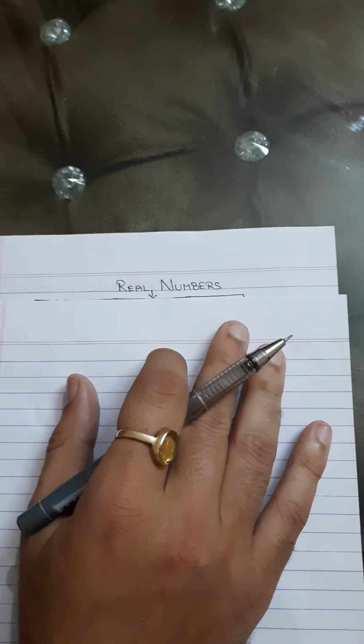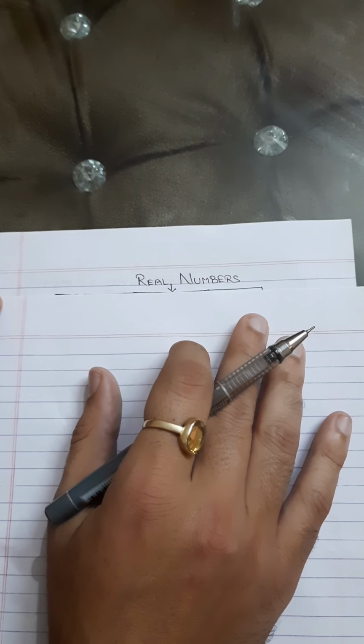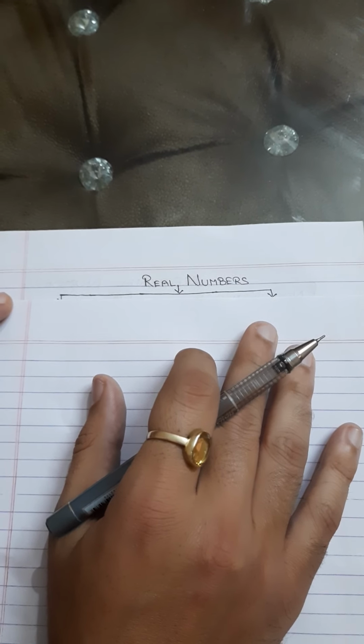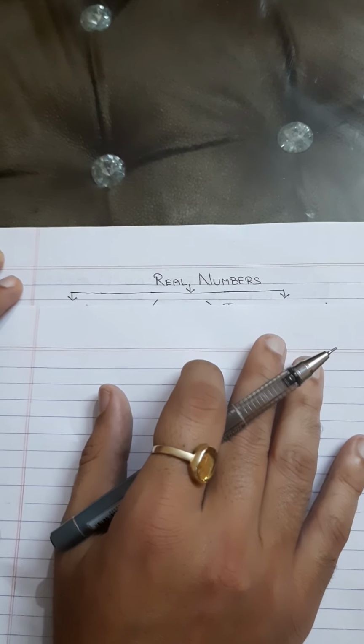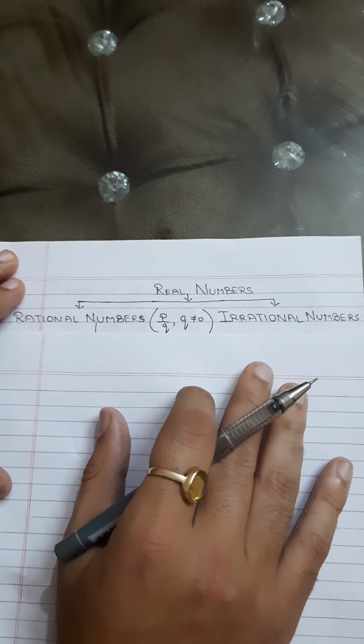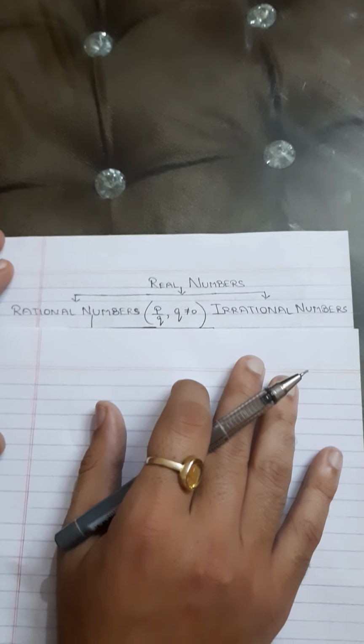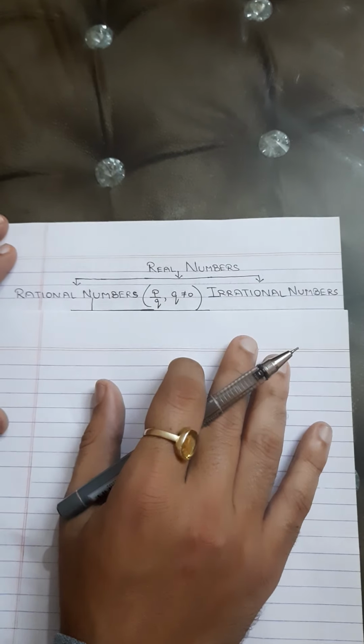So, today we are going to learn our first chapter, real numbers. Now, real numbers. Real numbers is the union of rational and irrational numbers. Now, at times, our question arises: what is rational numbers?